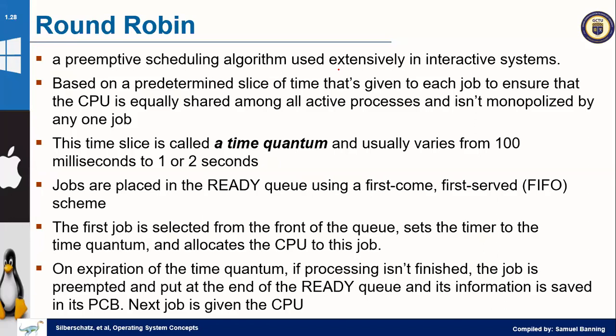So with that, let's go to the round robin. This is also a preemptive scheduling algorithm. This is the second preemptive algorithm we are looking at. This is used extensively in an interactive system. This is based on a predetermined slice of time that is given to each job to ensure that the CPU is equally shared. I'm underlining the equally shared. So the CPU is equally shared among all the active processes, and it is not monopolized by any one job.